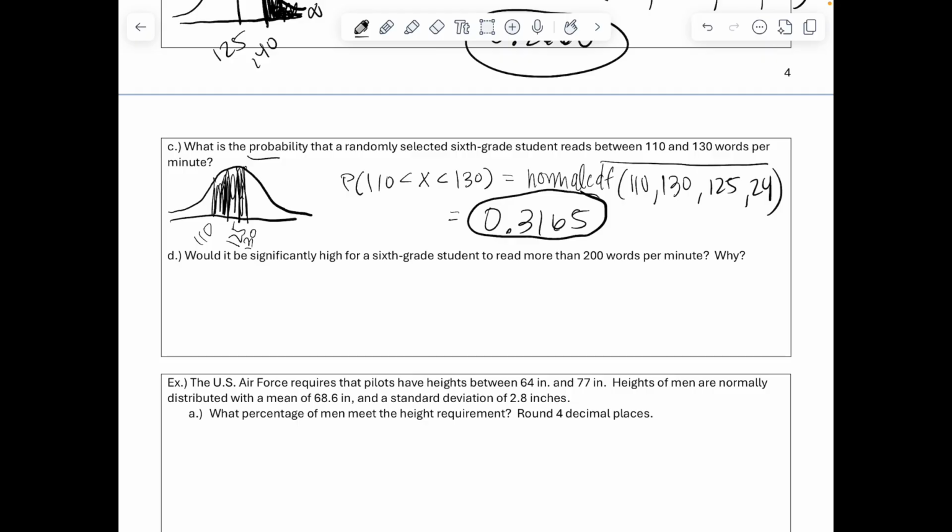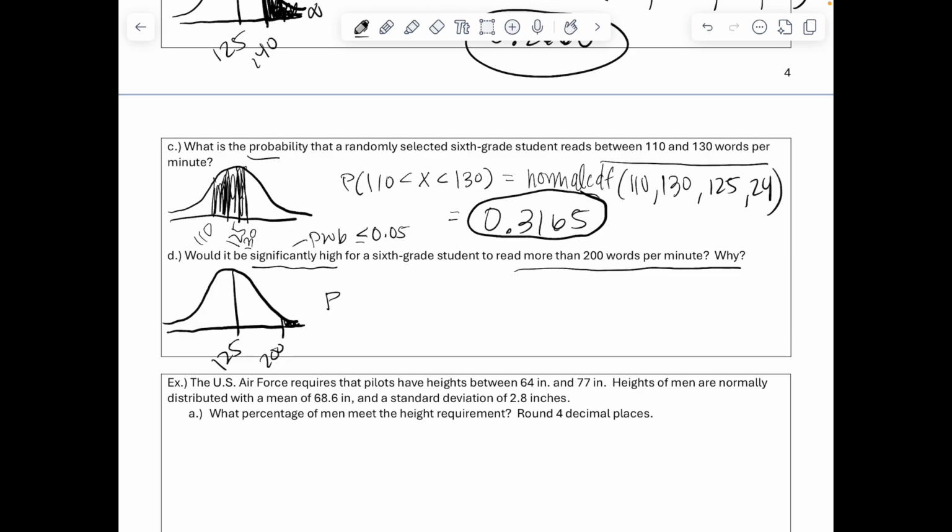Part D says, would it be significantly high for a 6th grade student to read more than 200 words per minute, and why? So let's go ahead and sketch what that curve would look like. The mean of 125 is in the middle. 200 words per minute is to the far right. And shading that very small little area there. Remember that for it to be significantly high, it's going to have a very small probability. So our probability is going to be less than or equal to 0.05. So it would be really small, really unlikely.